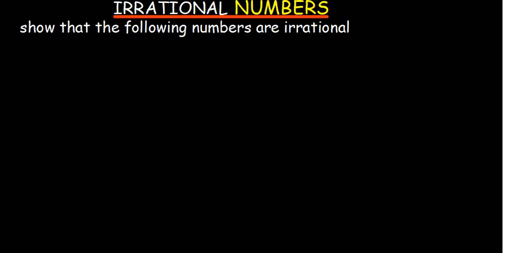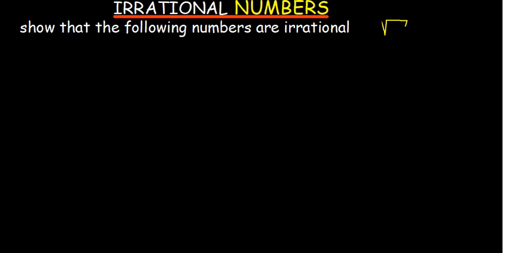Alright, so we've said irrational numbers are numbers that cannot be expressed in the form of a over b, in the form of a fraction. Now show that the following numbers are irrational. So let's have root 2. We want to show that root 2 is irrational. How can we show that?